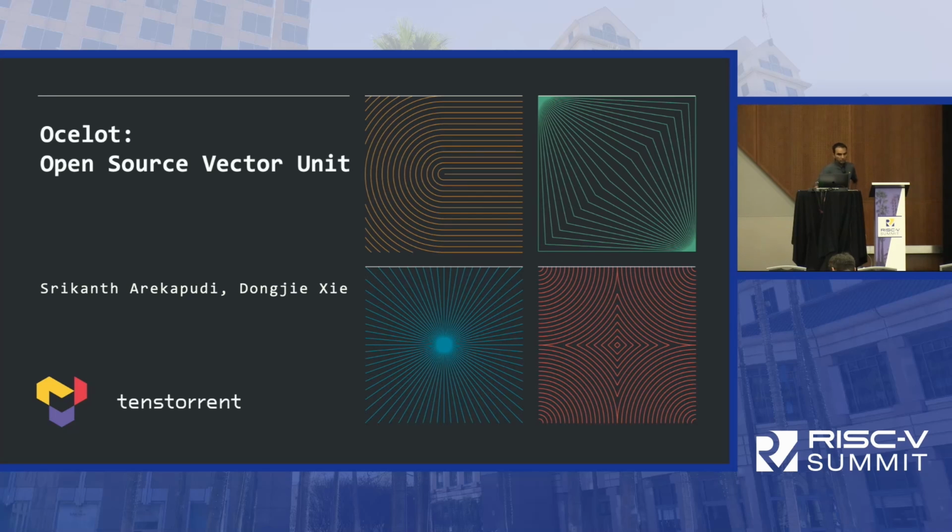Today I'm going to talk about Ocelot, our open source vector unit. I am Srikanth Arekapudi. I'm the microarchitecture, RTL, and DV lead for all the CPU cores at Tenstorrent. Several engineers have contributed to this work, including DJ, who is the co-presenter in this talk.